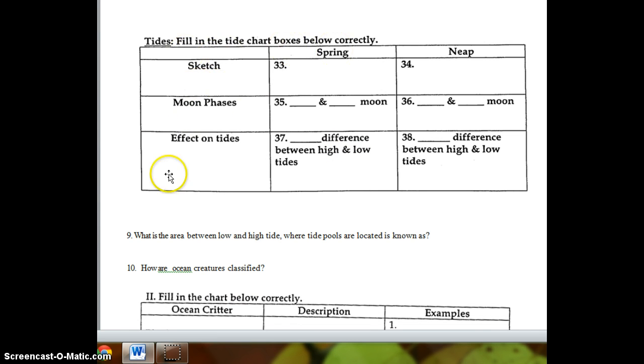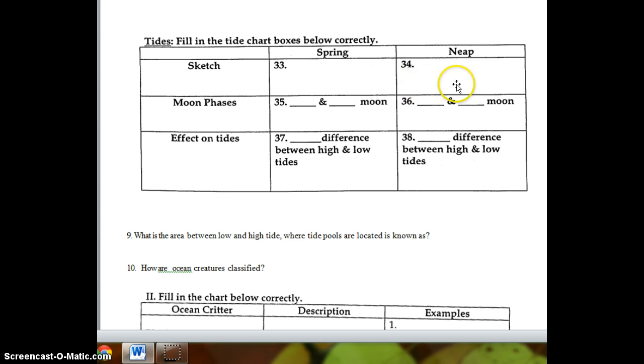This is actually on the back of your chart. Sketching the spring tide, you would have had the Earth, Sun, and Moon in a line. So you would have had Sun, Earth, Moon, or Sun, Moon, Earth. Or you could have had Earth, Moon, Sun, or Moon, Earth, Sun. But they needed to be in a straight line.